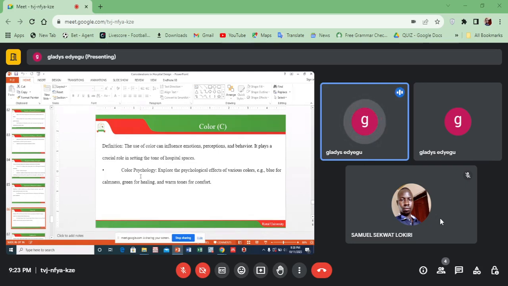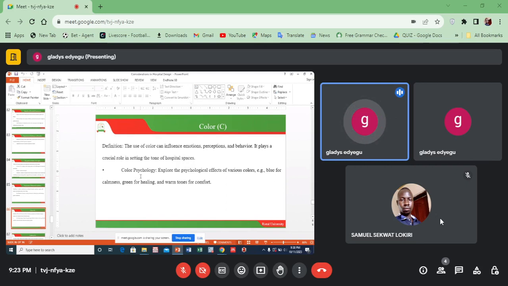It also explores the psychological effects of when someone sees a blue color, that color means it's calm. So blue means calmness, and then green for healing. So when they look at that color, it gives them a meaning. And warm tones for comfort.